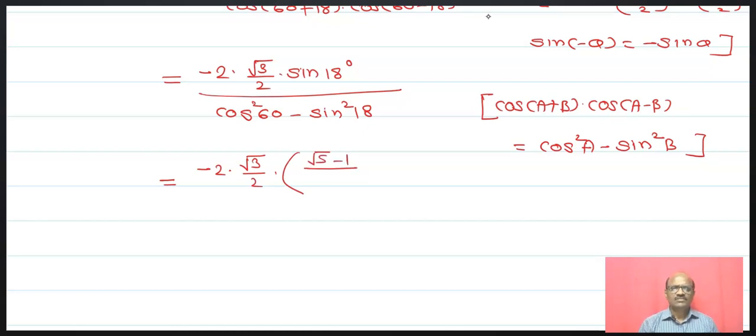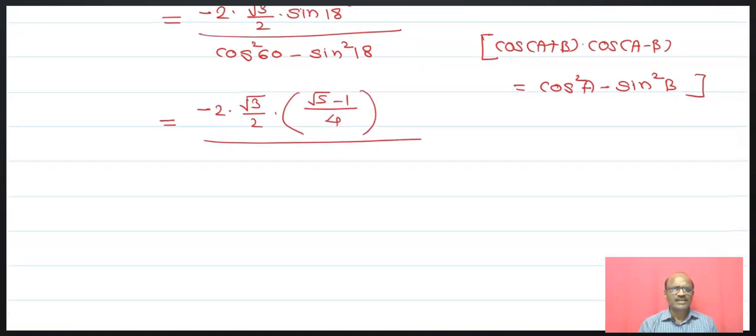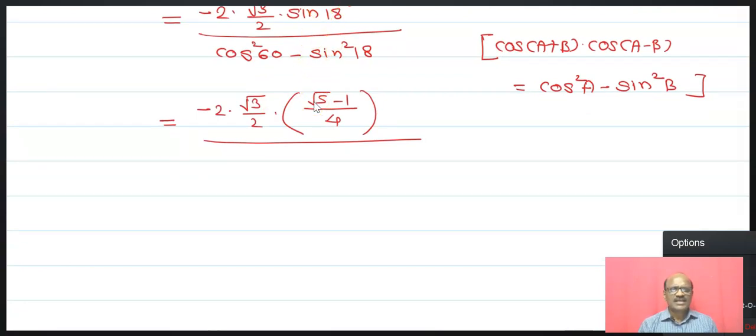Again there is one more value, the value of sine of 18. Now you will say, how does this value come? In the next example, we are going to find out the values of sine of 18, cos of 18, sine of 36 and the cos of 36.